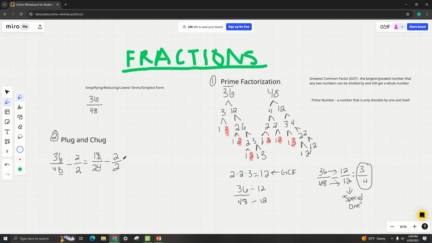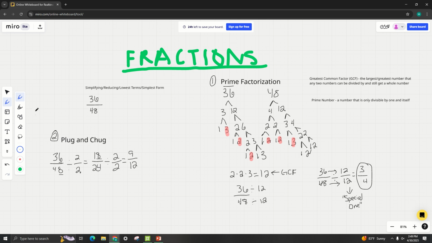So I divide by my special 1 again. 18 divided by 2 is 9. 24 divided by 2 is 12. Ooh, and now we're at an odd number. So some of you might think, oh, I can stop right there, that my numerator isn't even anymore, I can't keep dividing by 2. But we can definitely keep going still is the thing.